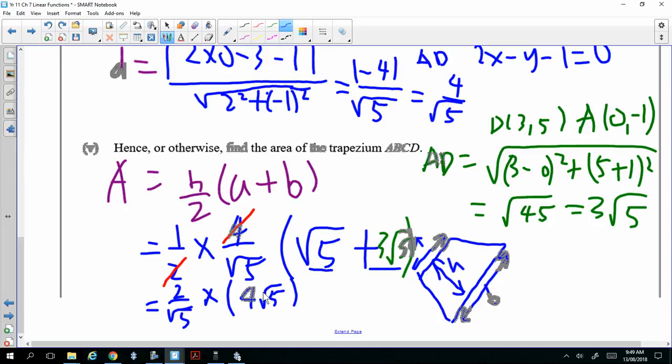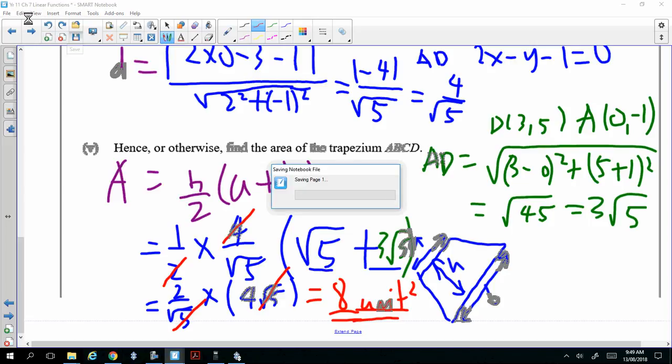Units squared. You're right. That was simple, but all right. Okay. Okay. All right. Yeah, one of the easy ones.